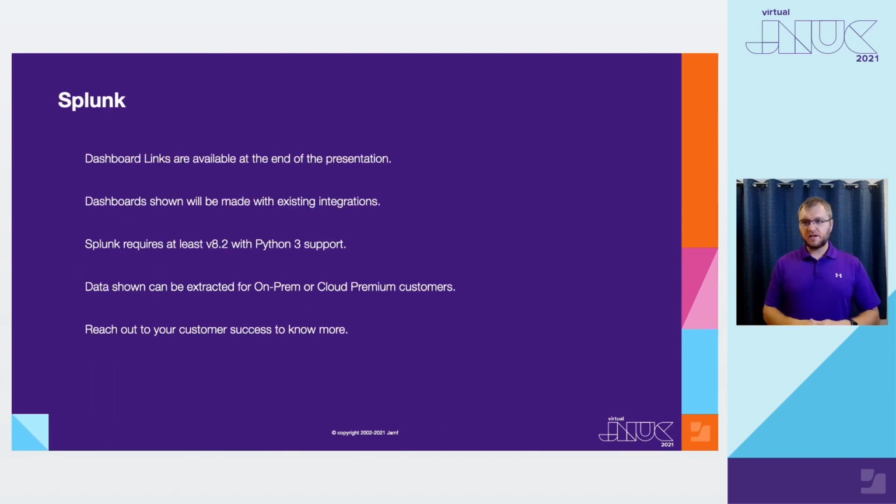We're going to go through Splunk. This is just some housekeeping. The ones I'm going to show here with Splunk require you to be on their enterprise version with at least 8.2 with Python 3 support. And the data that will be shown can be extracted from either on-prem Jamf instances or Cloud Premium instances. Cloud Premium instances will need to contact their customer success manager to be able to set up the forwarders for the access control logs and the change management logs.